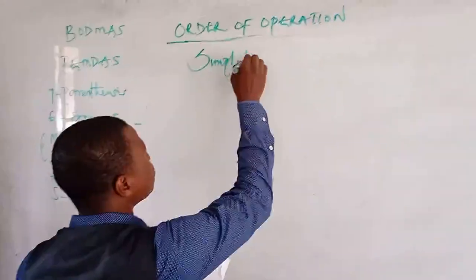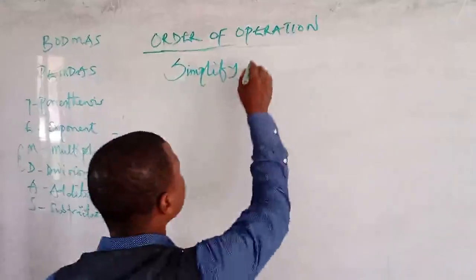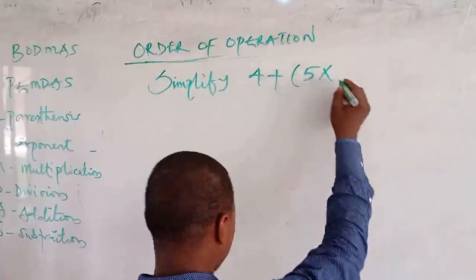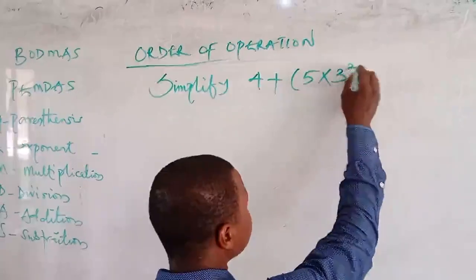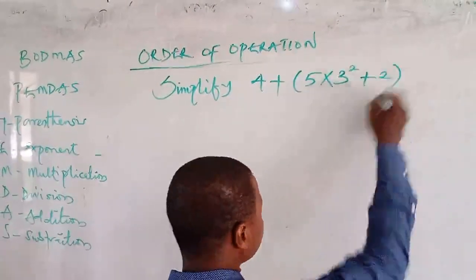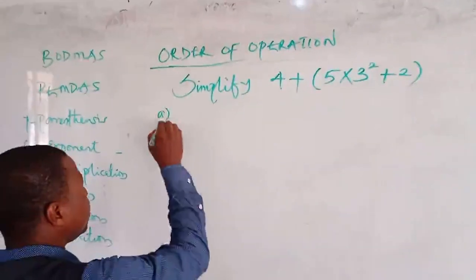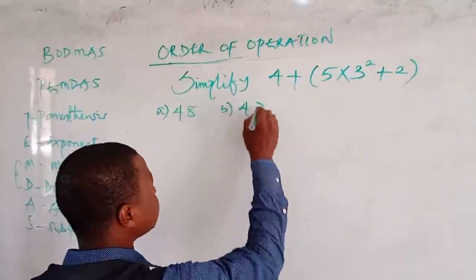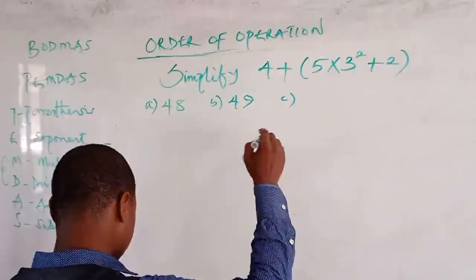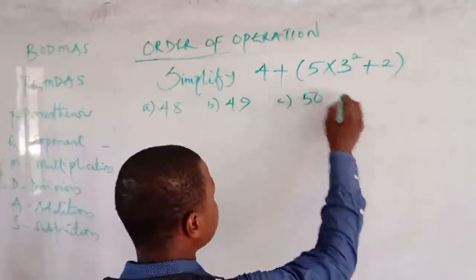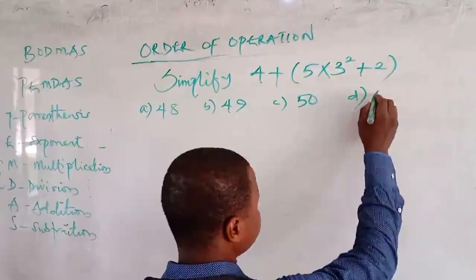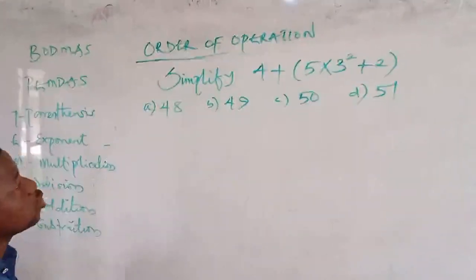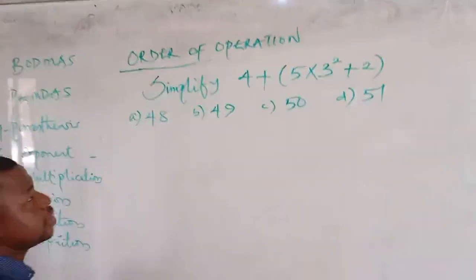Number 5, we are to simplify 4 plus 5 multiplied by 3 squared plus 2, giving option A to be 48, option B to be 49, option C to be 50, option D to be 51. So looking at this, we are told to simplify this.